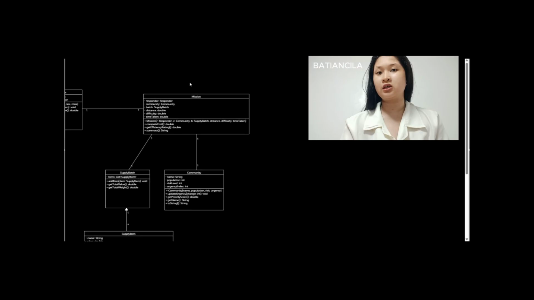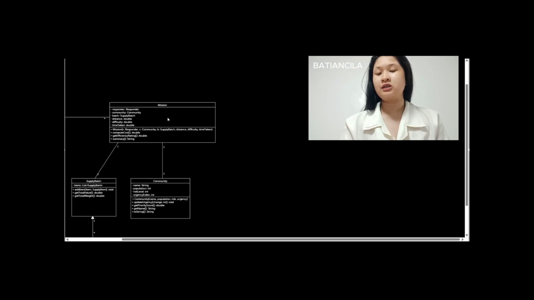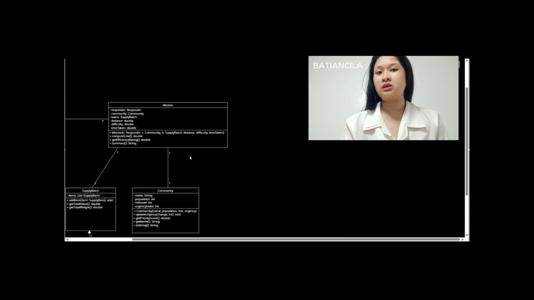Next is mission and community. Each mission targets one community, represented by the community attribute. A community can be involved in multiple missions over time. The multiplicity of this is association, 1-to-1.